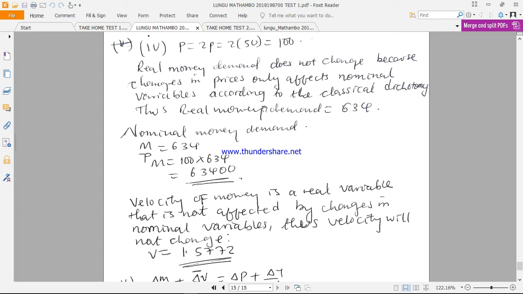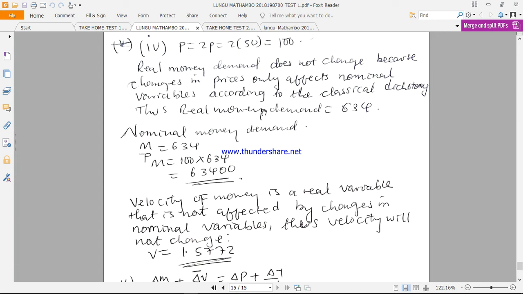If you don't understand the classical dichotomy, it's high time, maybe in your own free time, you go back and understand it, because it has a lot of applicability in macroeconomics. One of those applications is what we're talking about right here: there's a separation between nominal variables and real variables, so changes in nominal variables do not affect real variables. Are we together there, guys?